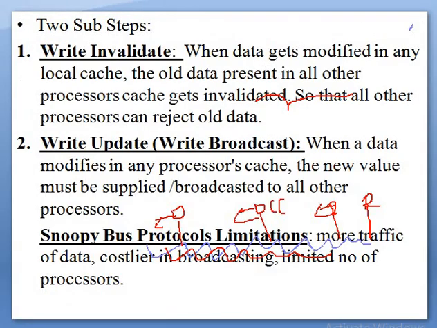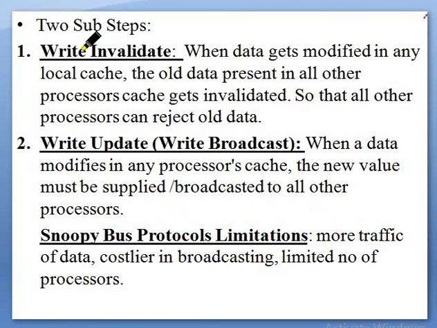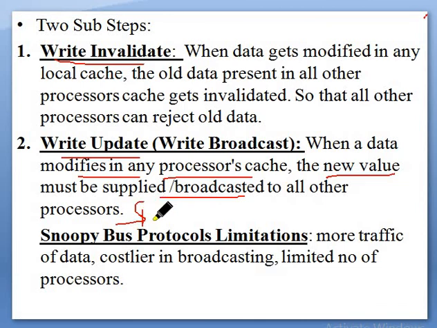Now, how to implement Snoopy bus in sub-steps: write invalidate and write update. As I mentioned, it will work in the write update method. As soon as data is modified in any processor's cache, the new result is broadcast with the help of what? The Snoopy bus. It is the work of this bus to broadcast the updated value.